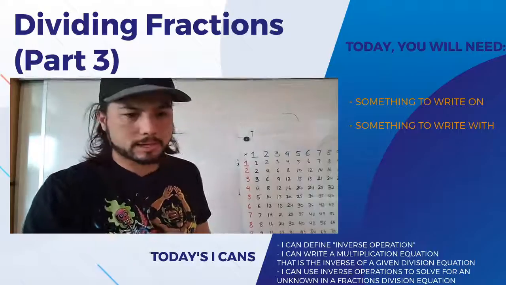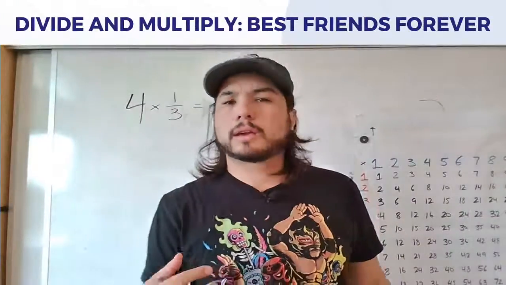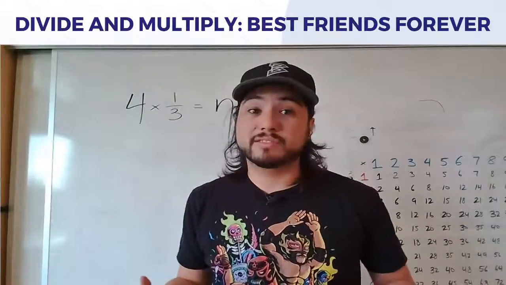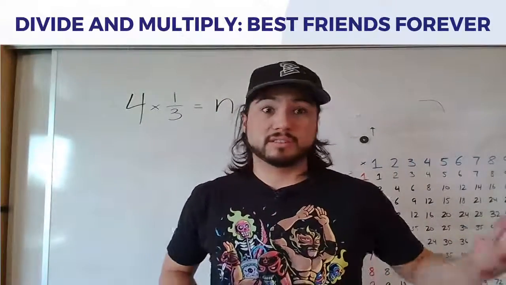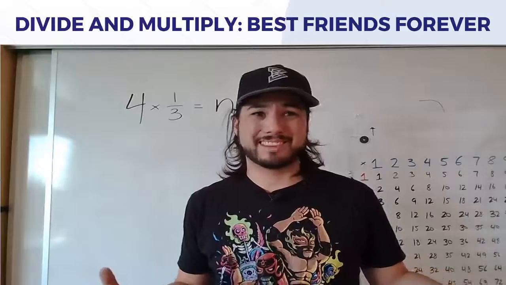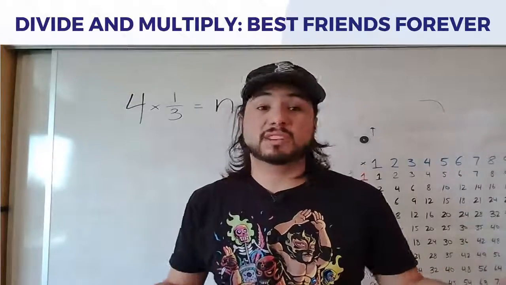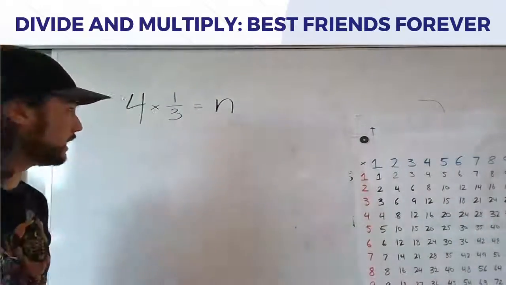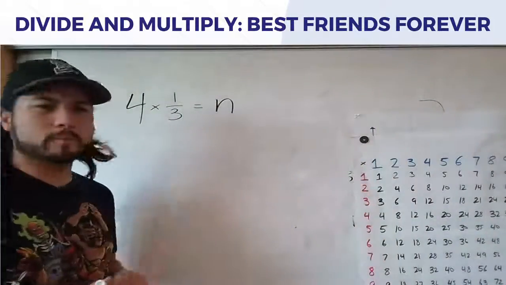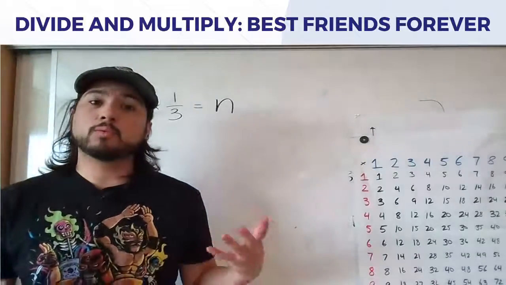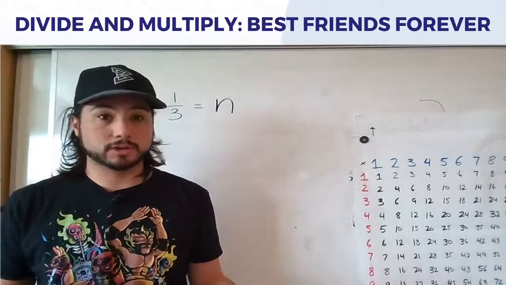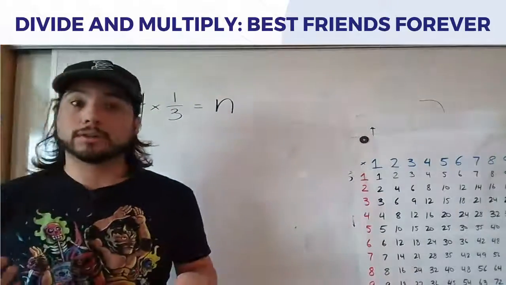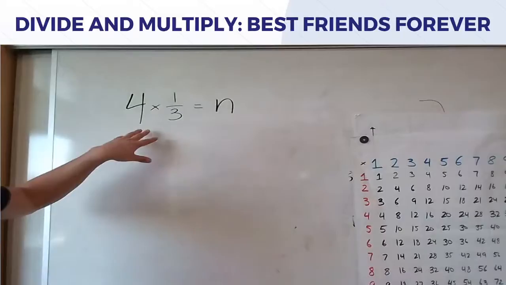All right, let's get to the meat of our lesson today. Dividing and multiplying, again, best friends forever. They're inverse operations. If division does something and we want to undo that, multiplication can clean up the mess, and vice versa. Let's look at multiplication of fractions and remind ourselves of one way we use inverse operations to solve fractions unknowns. We already learned this with multiplication of fractions.